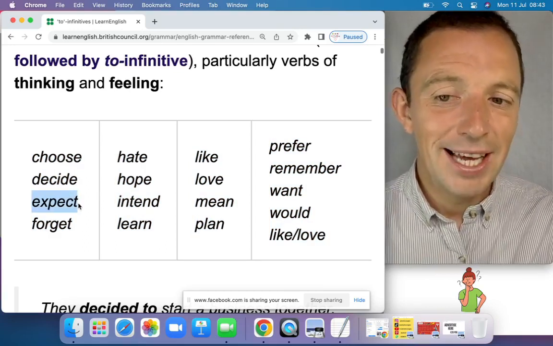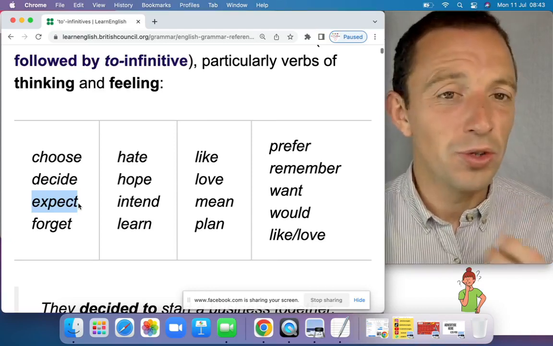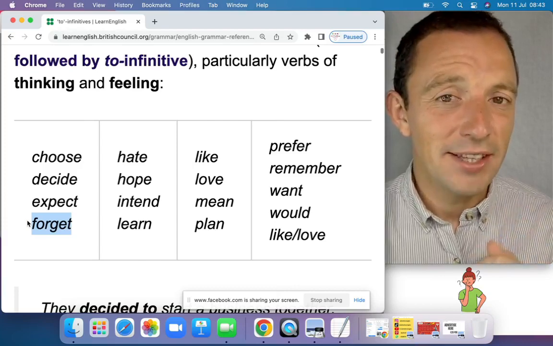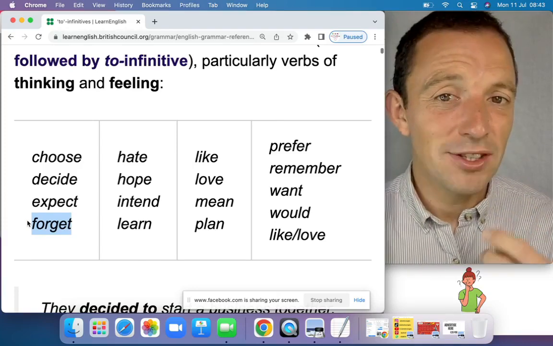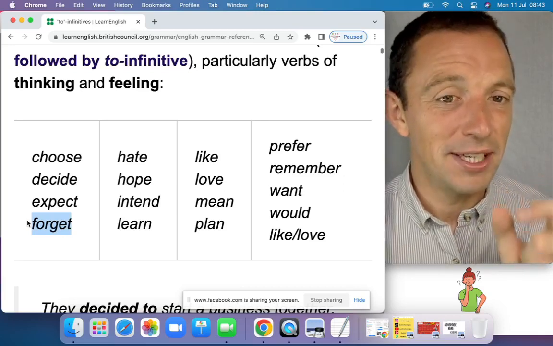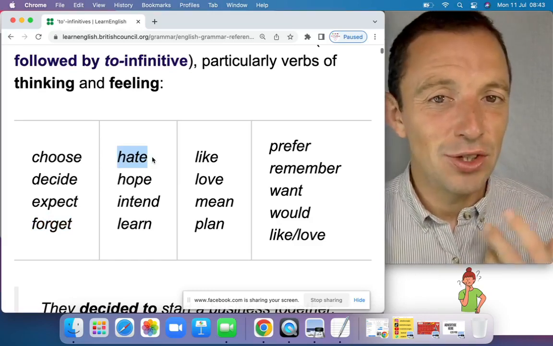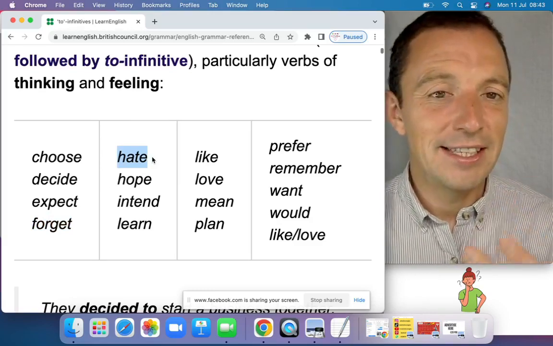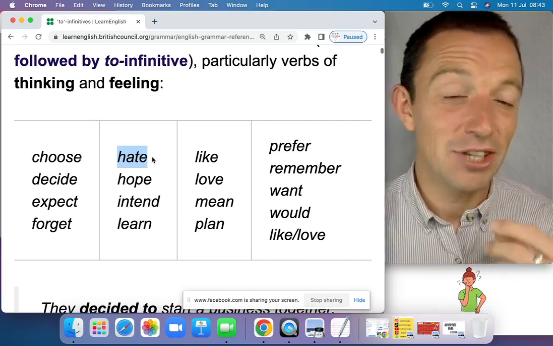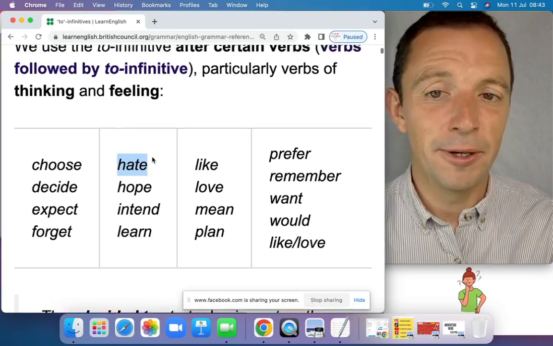For example, expect to have good weather today. Expect to go to the cinema tomorrow. Forget to contact my friend. Forget to write a message. Forget to go to the shop. So after forget, it's typical infinitive. Hate to lose a match. Hate to watch the football. Hate to see the rain. Hate to lose my pen, etc. So infinitive after hate generally.